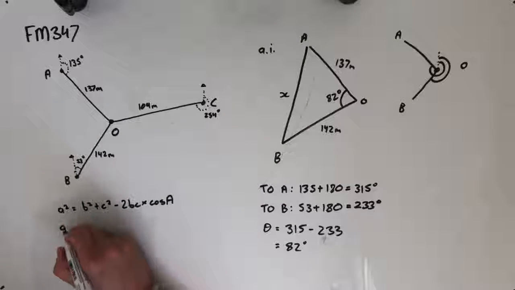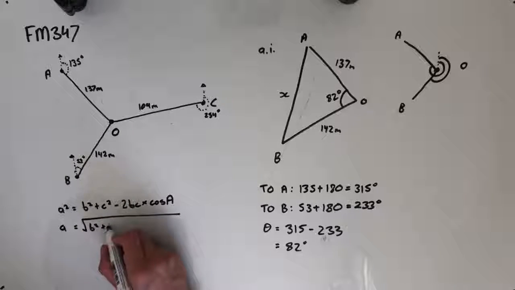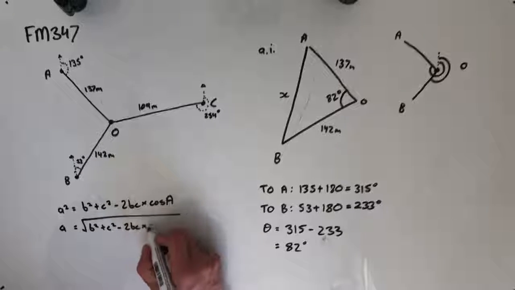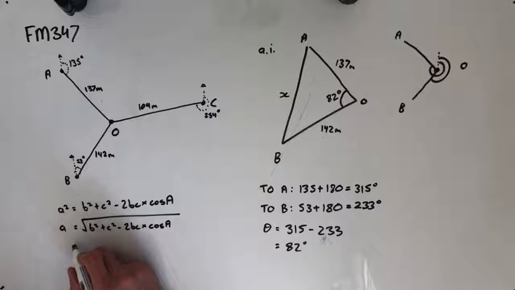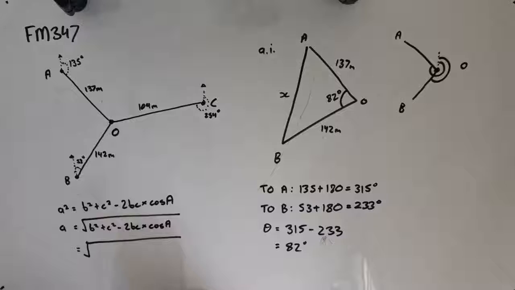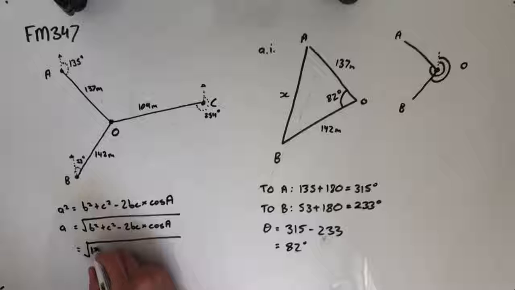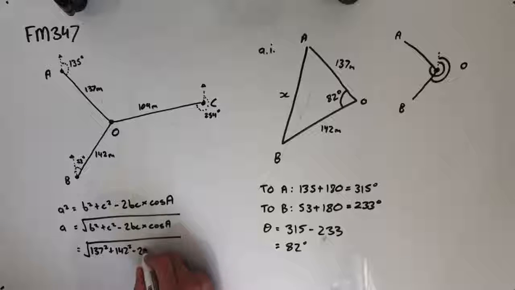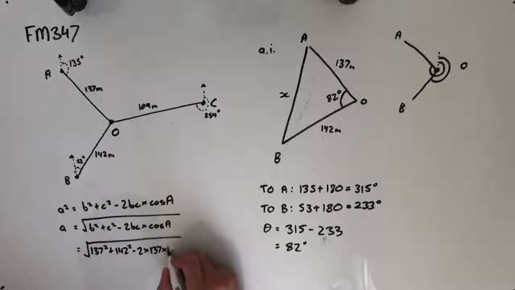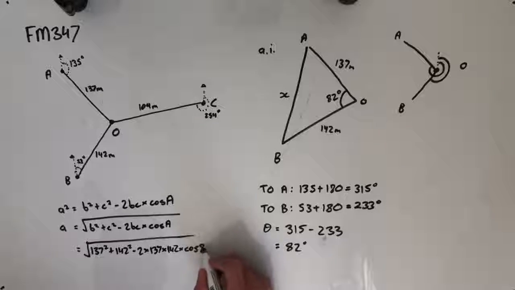But I like to rearrange it a little bit before I get started and have a equals the square root of all of that: b squared plus c squared minus 2bc times cos A. And from here, I'm going to substitute my known values. So we've got our side length b. This can be either the 142 or the 137. So we can take 137 squared plus 142 squared minus 2 times 137 times 142 times cos of the angle we just found, 82 degrees.